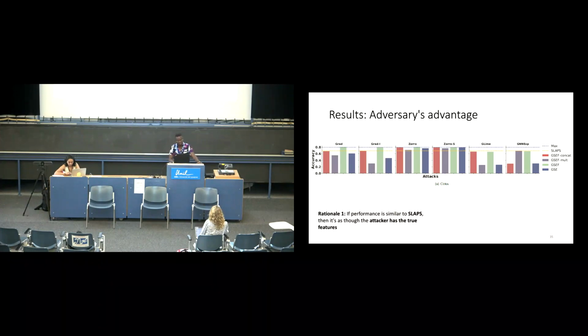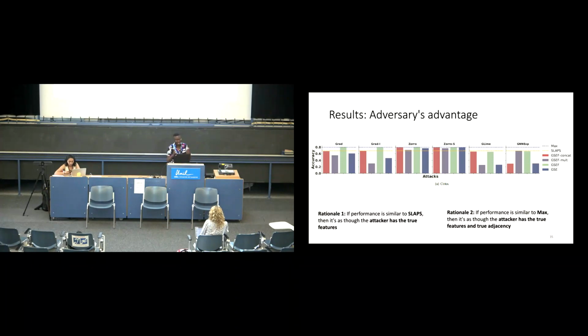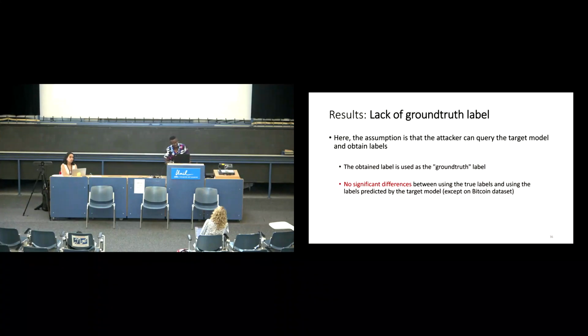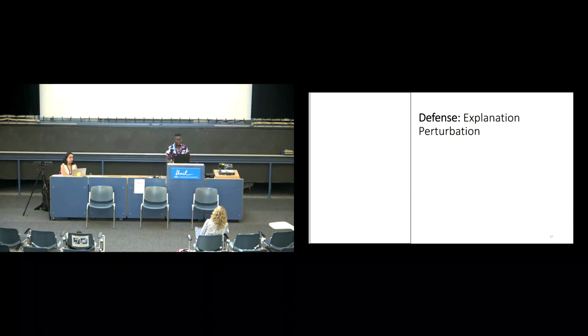And what we see here is that if it is closer to this graph structure learning approach, then it means that the attacker has the true features. However, if it's close to max, which means that the attacker has both the features and the true adjacency, we know that this is quite high. Imagine you're just using the explanation alone and it is as though you have the true features and the true adjacency. And one other thing we figured out is that whether you have the ground truth or not, as long as you have black box access to the model, there's no significant difference.